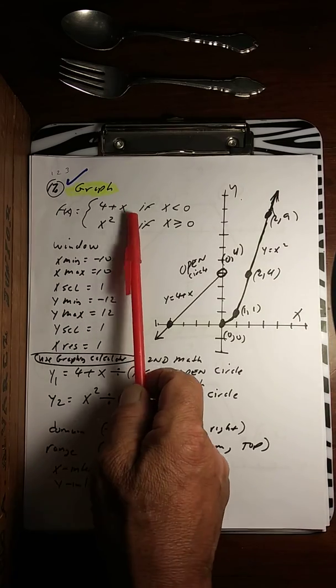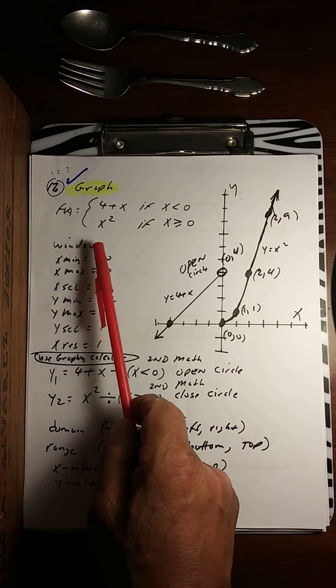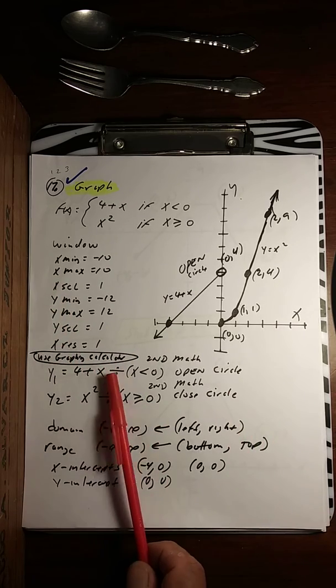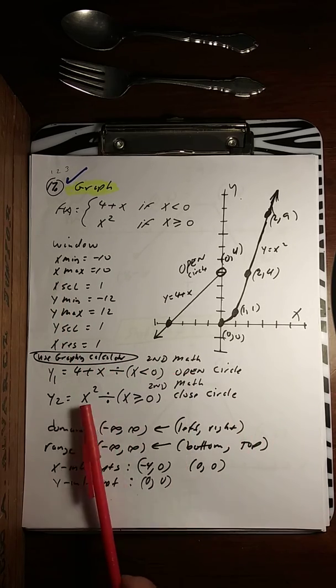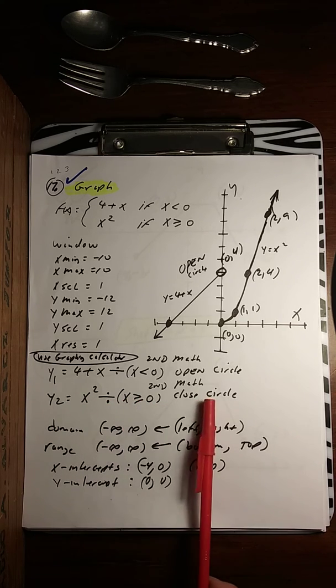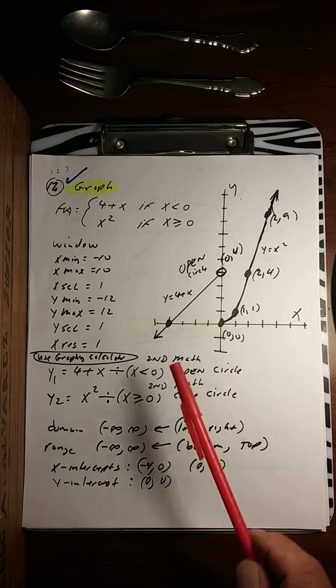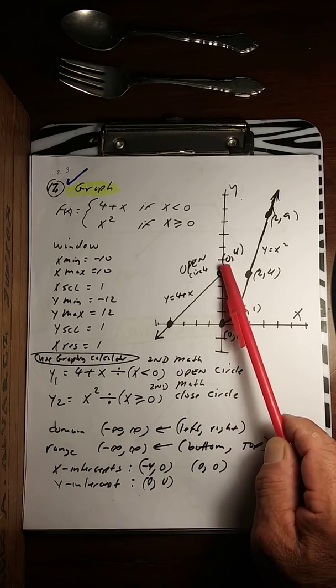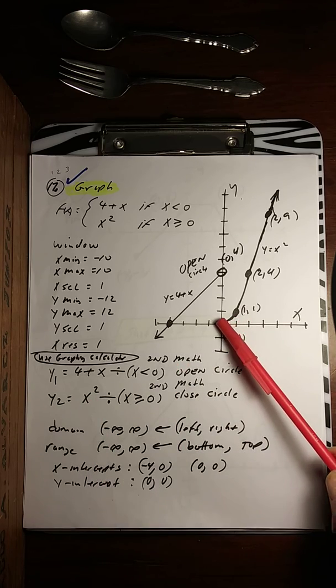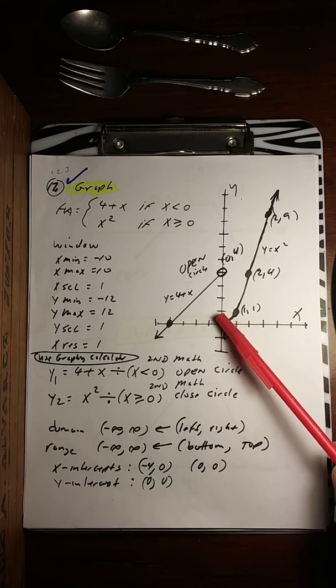Graph the piecewise defined function. Set up the window and use a graphing calculator. Y1 is 4 plus x for x less than 0. Y2 equals x squared for x greater than or equal to 0. The first graph goes from there with an open circle, going this way. The second, x squared, is just a parabola going up like that. It would go like this, but it just stops right there.